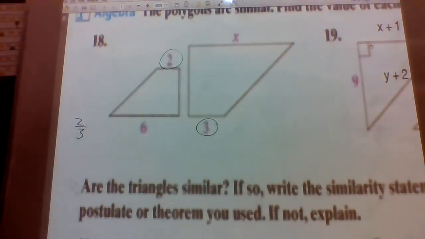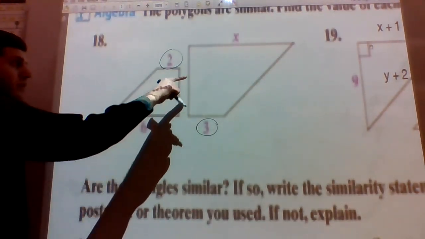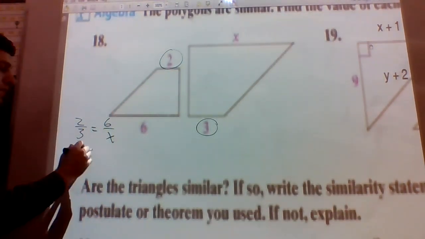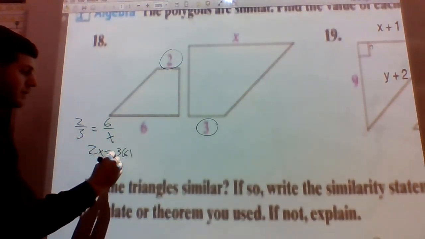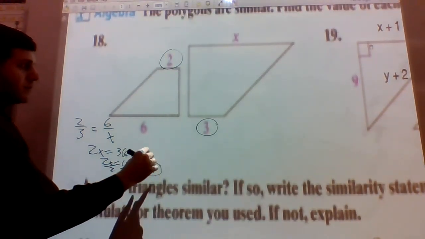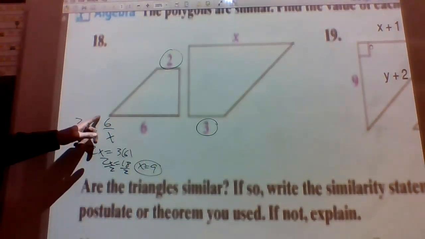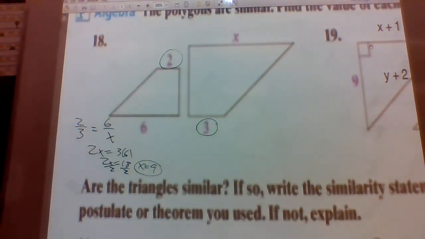So 2 over 3 is going to equal 6, and 6 corresponds with x. Cross multiply, we get 2x equals 3 times 6. So 2x is 18, divided by 2, x equals 9. So 2 over 3 is the same as 6 over 9. Both are 2/3.